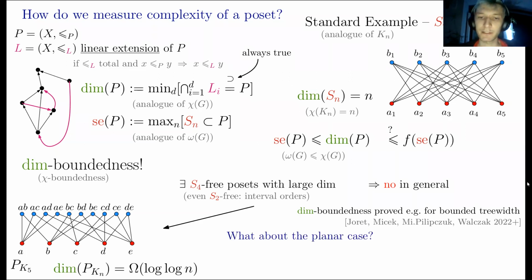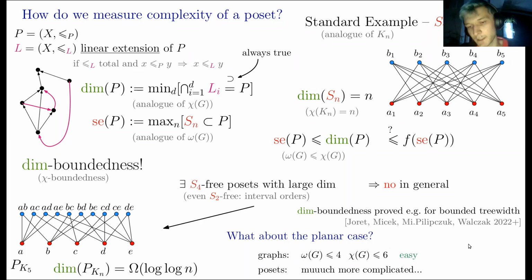But we care about the planar case, and in graph theory, there is nothing interesting in the planar case in the sense of chi-boundedness. So the clique number is bounded by 4, the chromatic number, we know that it's bounded by 4, but very easily we can get that it's bounded by some constant. So there's nothing to do here. But in posets, this is much more complicated, and this is actually what we want to talk about today.